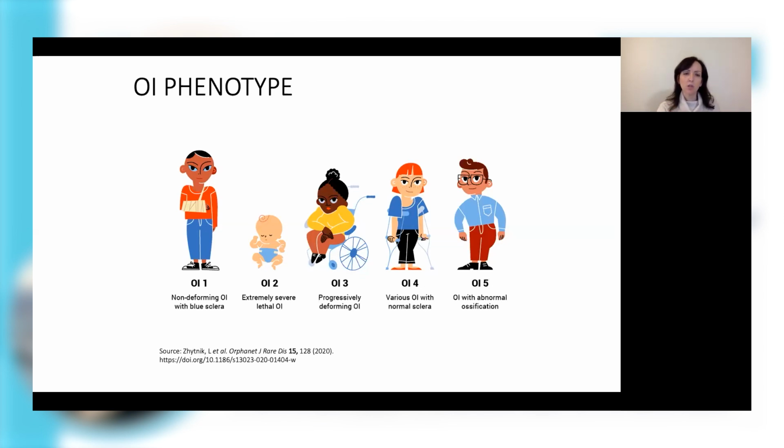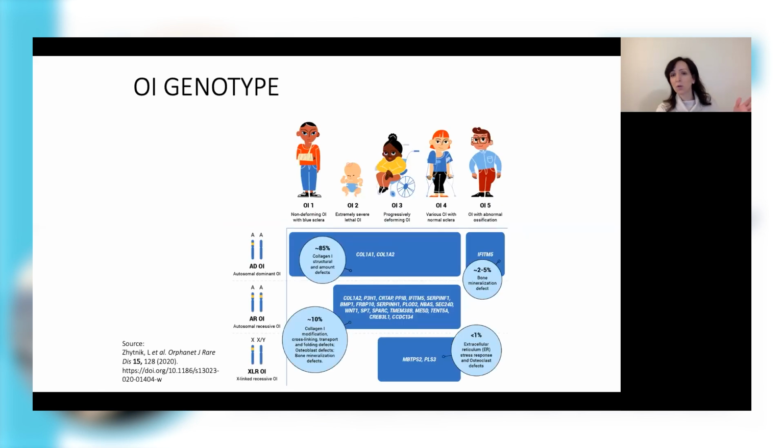So the other types start to happen in the older ages, again, when there is more demand placed on the bones. And the genotype also varies across the phenotype. So it's not just always all the same type of mutation. So when you suspect OI, that's why it's important to get a referral to either bone mineral clinic or genetics.